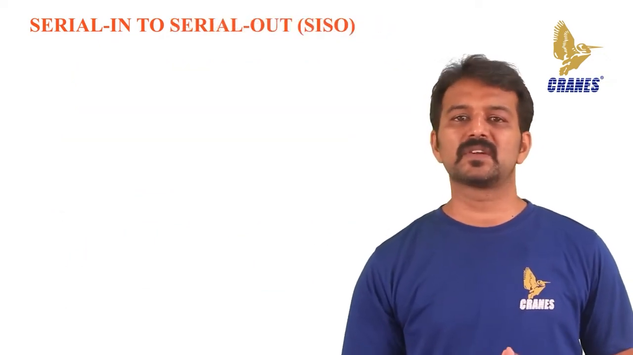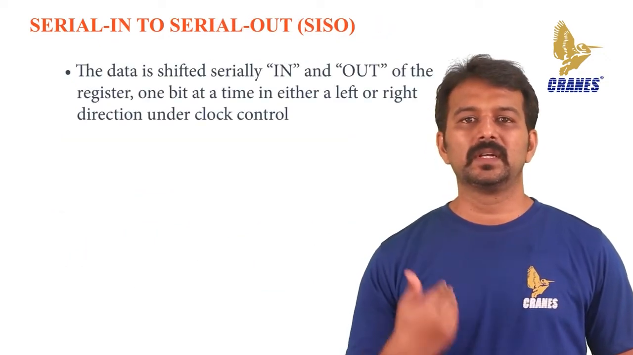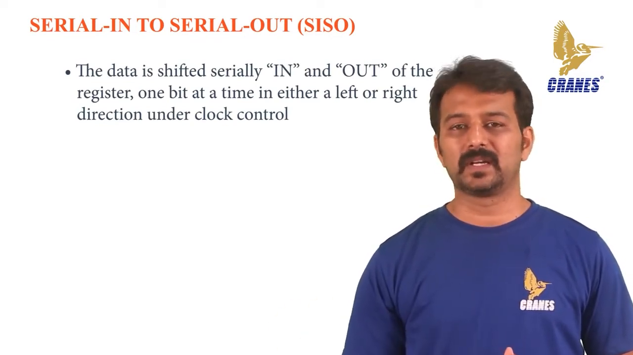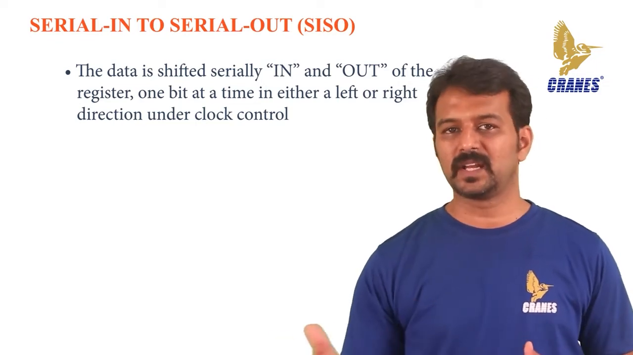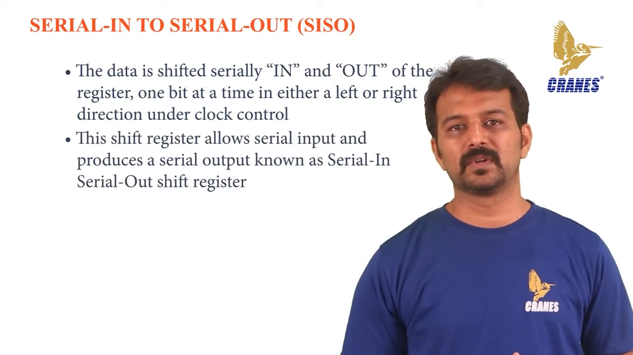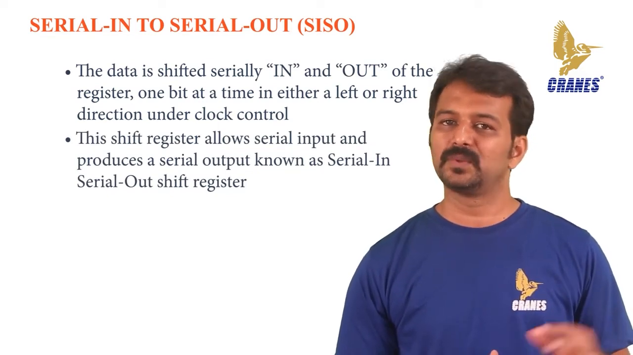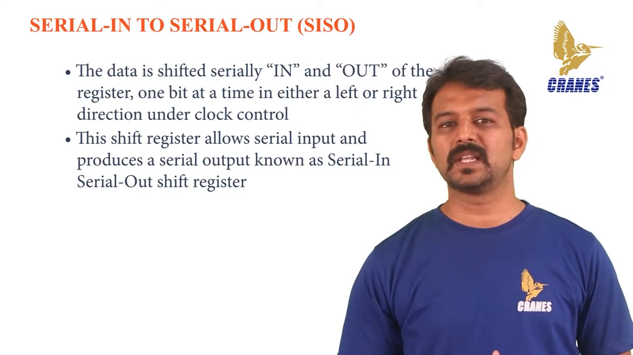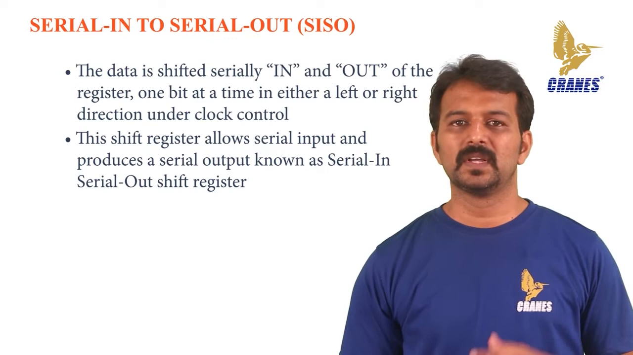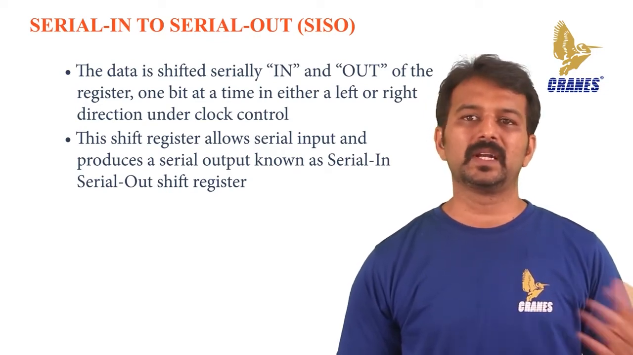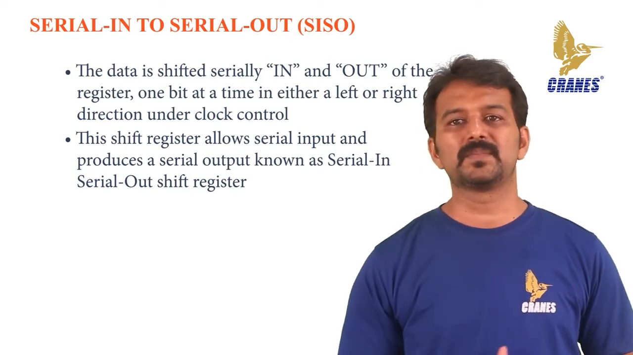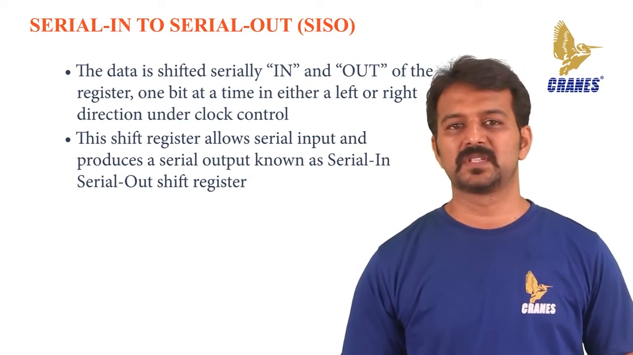So next in series is serial in, serial out. The data is shifted in serially and out of the register 1 bit at a time in either the left or the right direction under the clock control. This shift register allows serial input, that is 1 bit after the other through a single data line, and produces a serial output, known as a serial in, serial out shift register. Since there is only one output, the data leaves the shift register 1 bit at a time in serial pattern. Thus the name serial in, serial out shift register.